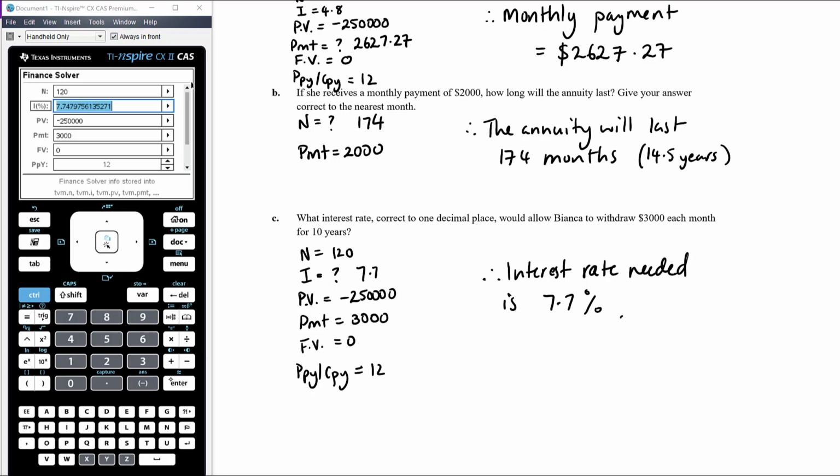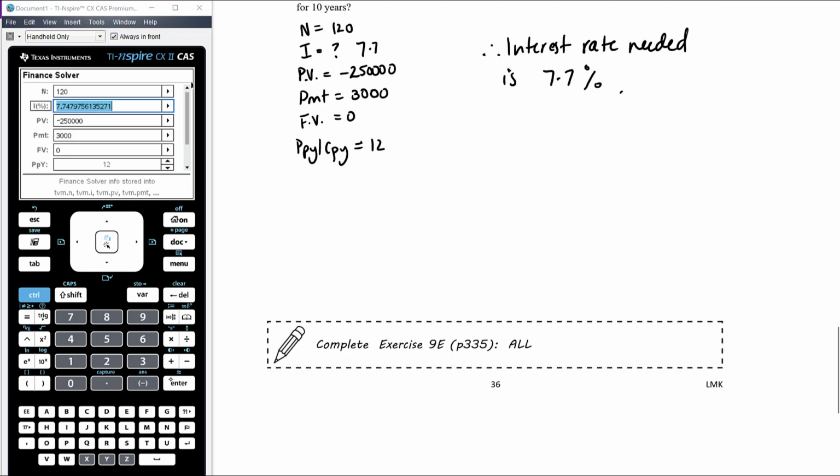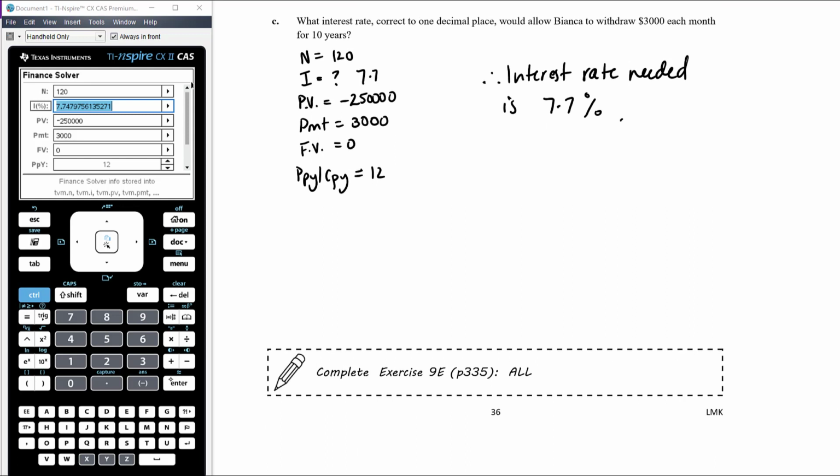Okay, so exercise 9E, some examples working with annuities. So that is compound interest investments, where you then withdraw the money to bring the value of the investment back down to zero.